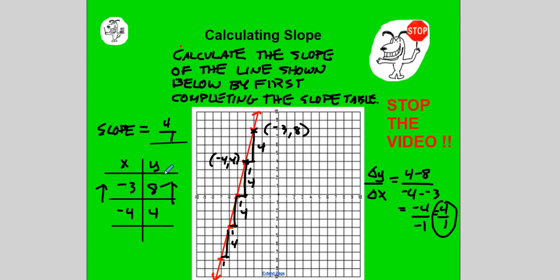Now, it's very important that you take change in y over change in x. A common mistake for beginners is to take delta x over delta y, but that would give a slope of 1/4, and you want, again, a steeper line to have a larger number associated with it. If you reverse these, you're going to get the exact opposite effect.